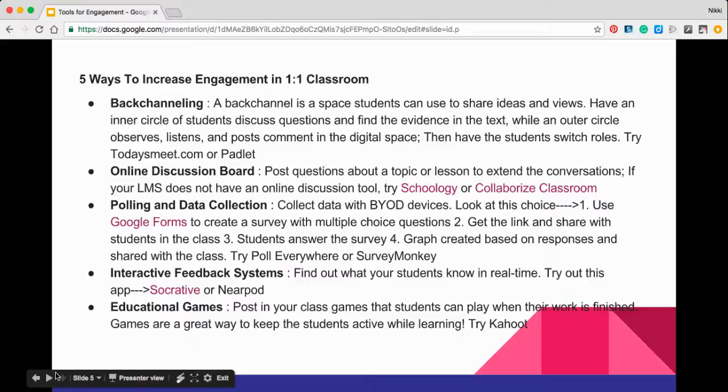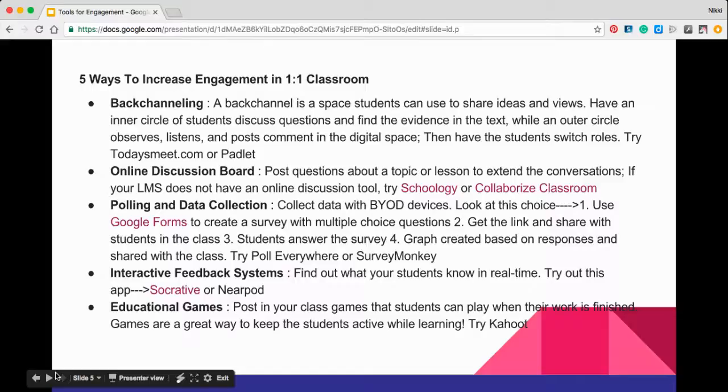There's more than 2, but 2 digital tools that use back channeling are todaysmeet.com and Padlet. So those are 2 suggestions of how you can use back channeling in the classroom. It tends to be a very effective way of engaging students because the students are communicating with one another and they're potentially using their research skills, so becoming more digital citizens and creative communicators.